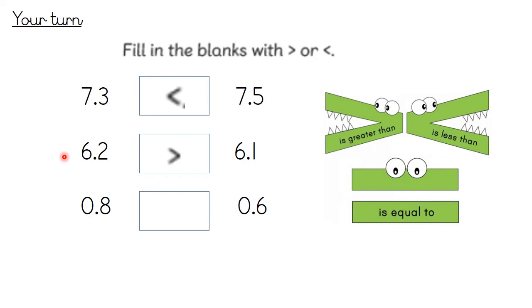6.2 is greater than 6.1. 0.8 and 0.6. We have no ones. We have only tenths. We have 8 tenths in this number and 6 tenths in this number. We all know 8 is greater than 6, so 0.8 is greater than 0.6. It is as simple as that.